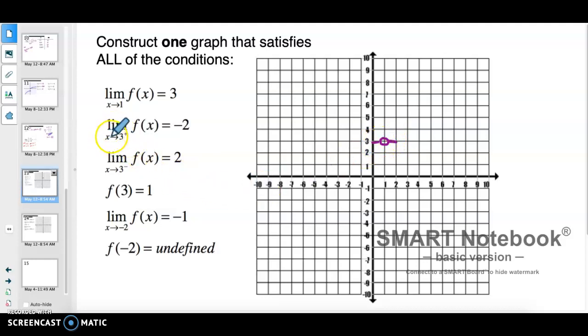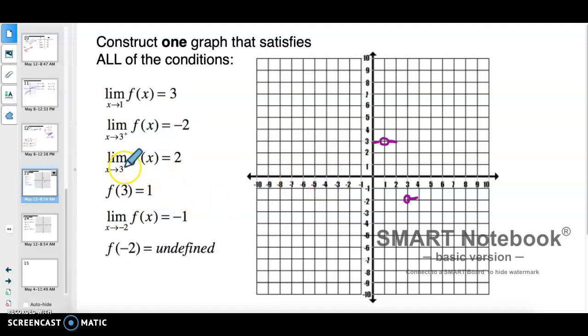The next one says as x approaches 3 from the right, y is negative 2. So I've got x is 3, and then y is negative 2. I'm going to do an open circle again, and it said from the right. So I'm going to draw a dash out to the right, so that at the end when I create my graph, I know which direction to go.